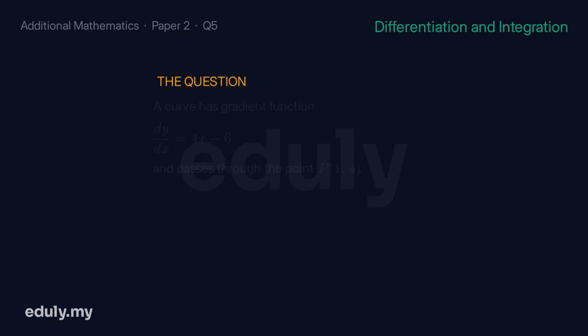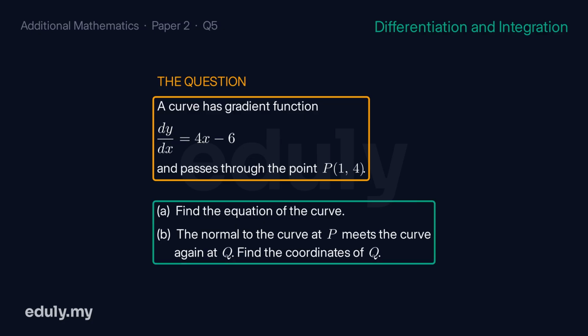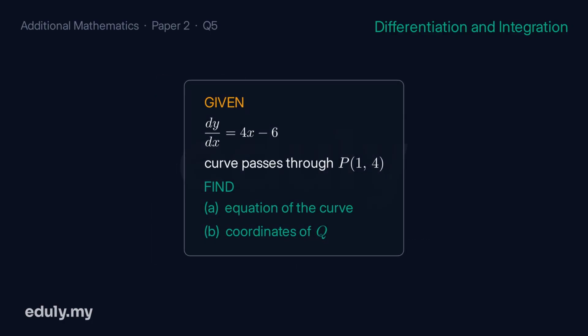Let's read the question. A curve is described only by its gradient function, and we know one point it passes through, P. We're given the gradient function and the point P on the curve. And we must find the equation of the curve, then the point Q where the normal at P meets the curve a second time. So here's what we're working with: the gradient function and the point P, aiming for the curve's equation and then the point Q.